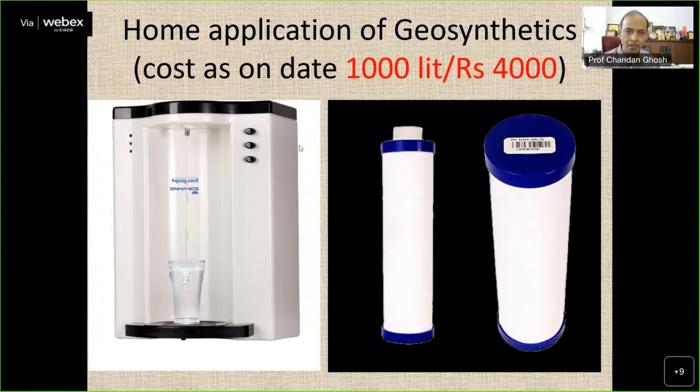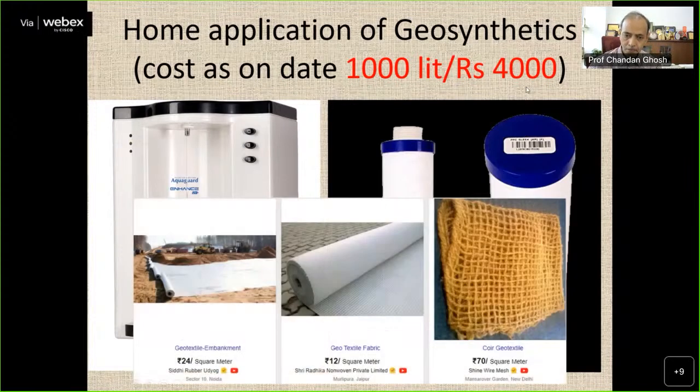Otherwise, the cost as on date is high, we put so much money for 1,000 liters. See, this kind of geotextile used over here is 24 rupees per square meter. There are several varieties. This one is 70 rupees per square meter. Of course, this is not the one used. I just wanted to highlight that this kind of geotextile is 24 rupees per square meter.